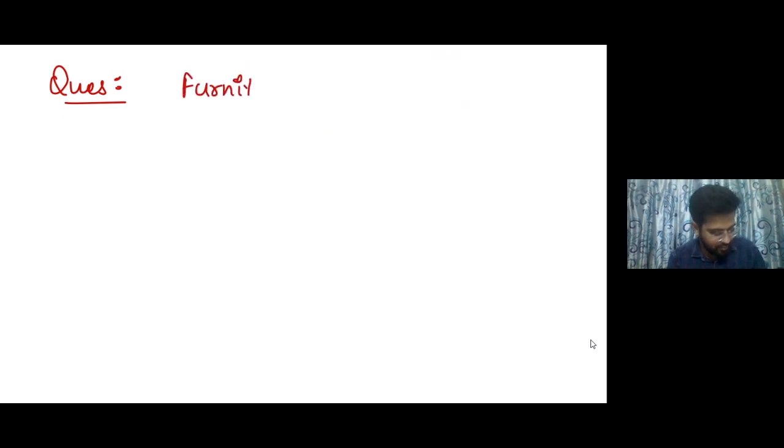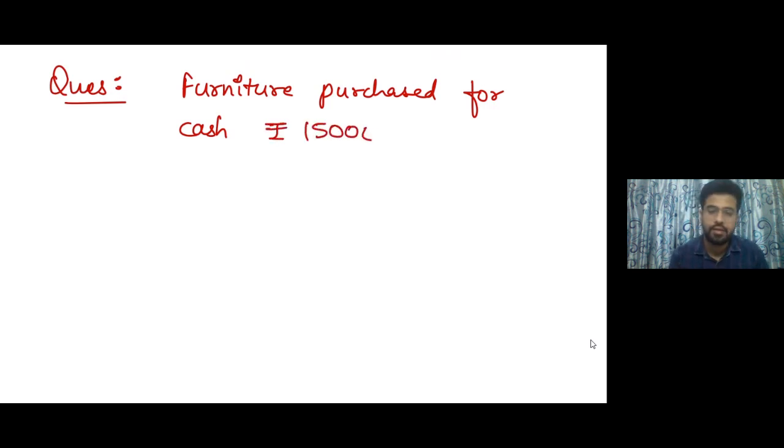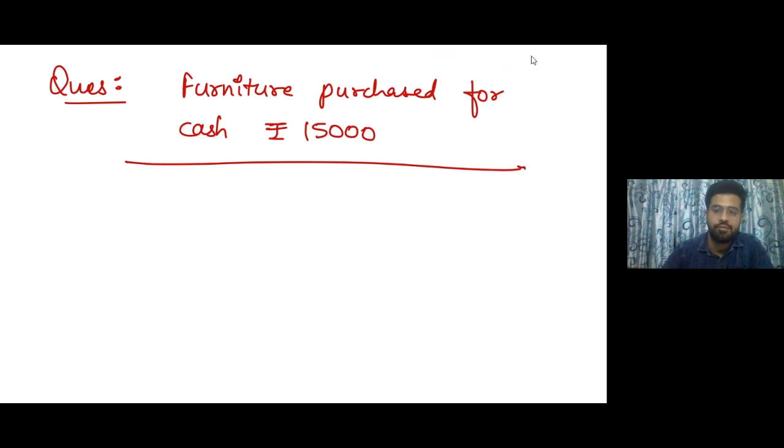Furniture purchased for cash, rupees 15,000. Come on everyone. Give me the journal entry for this transaction. The furniture has been purchased for rupees 15,000. Try.